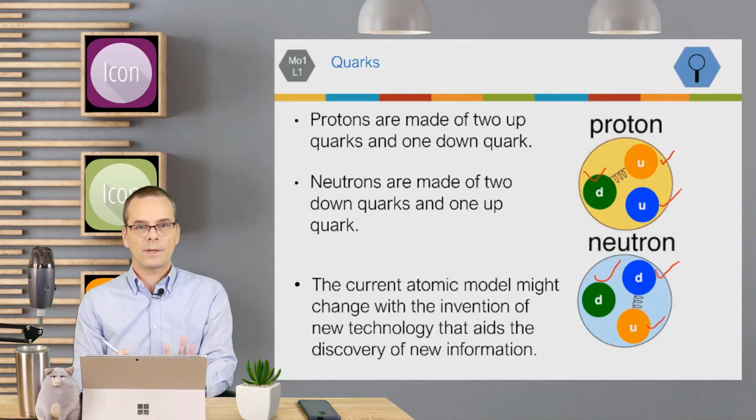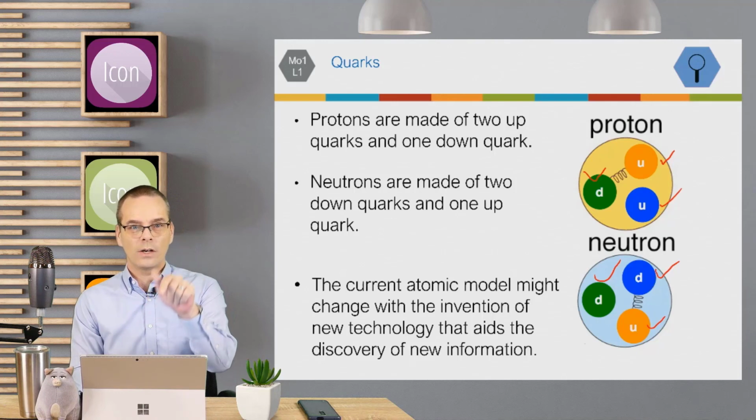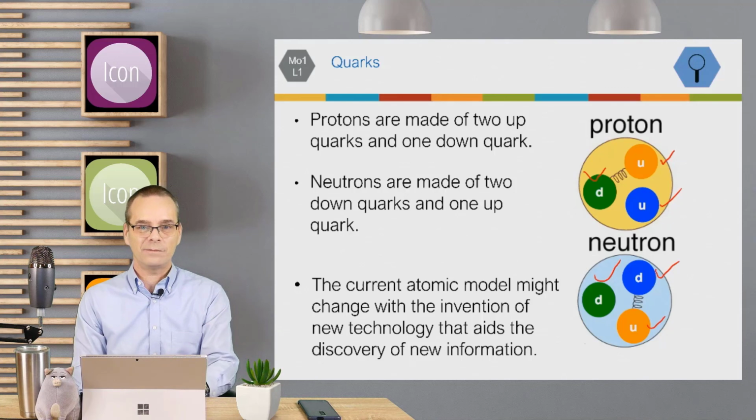Now the current atomic model might change. Like I said, once we get even more powerful microscopes, we might say, well, hold on a second, quarks have something else inside them. And it just keeps going down and down and down. We don't know. So we're just theorizing at this point.